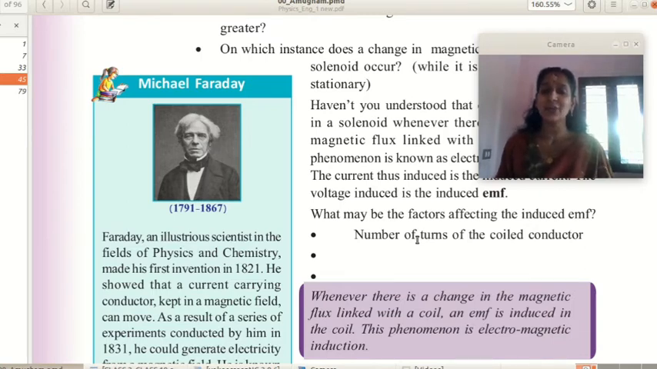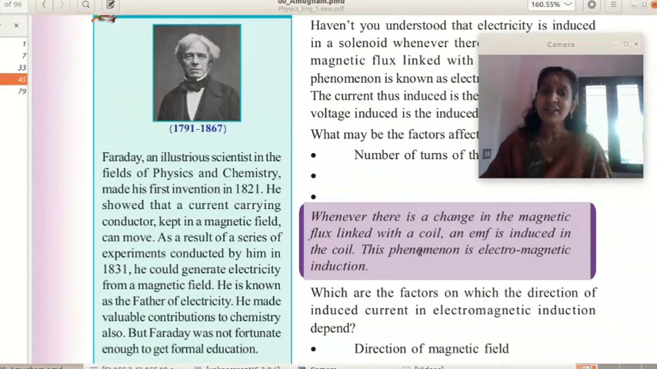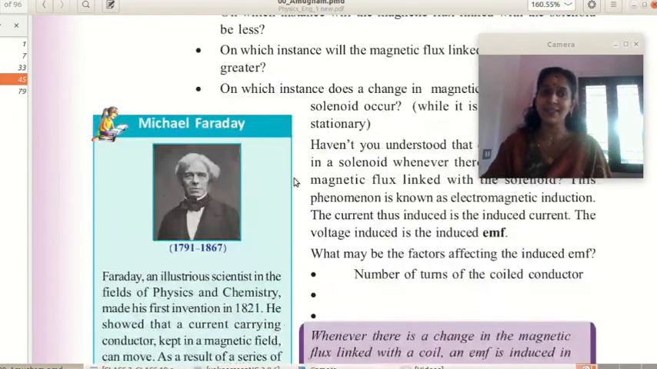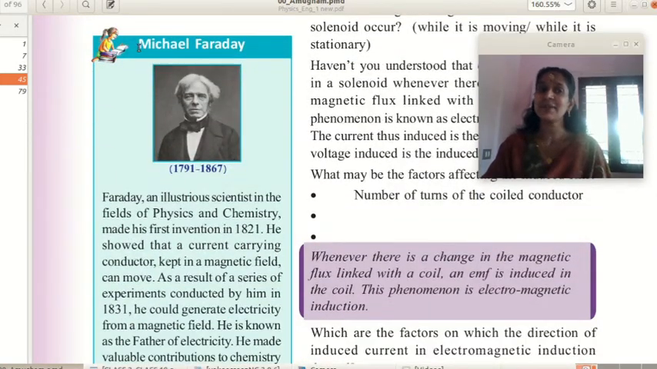So we can conclude that whenever there is a change in the magnetic flux linked with a coil, an EMF is induced in the coil. This phenomenon is electromagnetic induction. This was discovered by Michael Faraday.